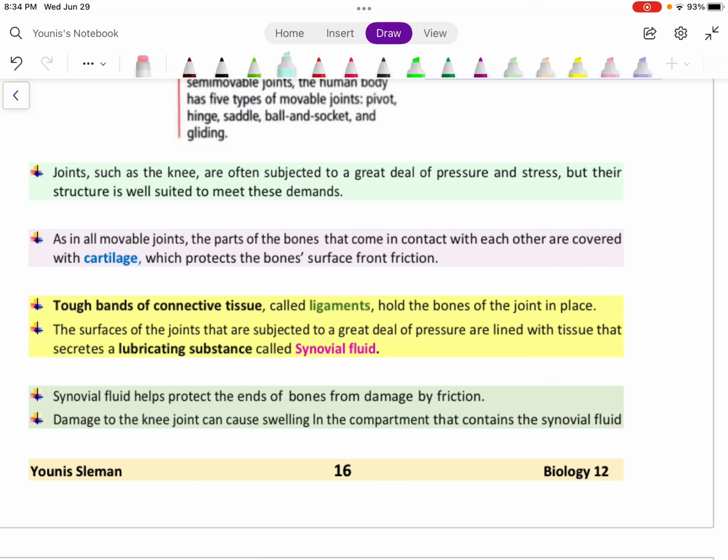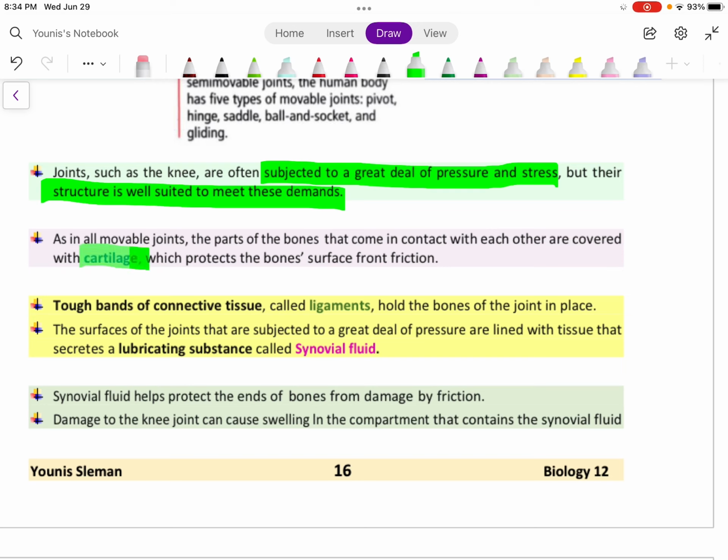So just as bones, joints are also subjected to a great deal of pressure and stress, but they do have some adaptations suited to meet these demands. One of them is the presence of cartilage. One of the adaptive structures in joints is the presence of cartilage. The cartilage covers the bone surfaces and protects them from friction. Friction, you know what it means? When two bones rub against each other, and it can be painful.